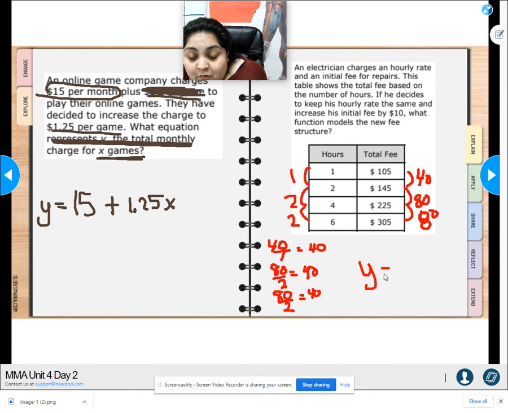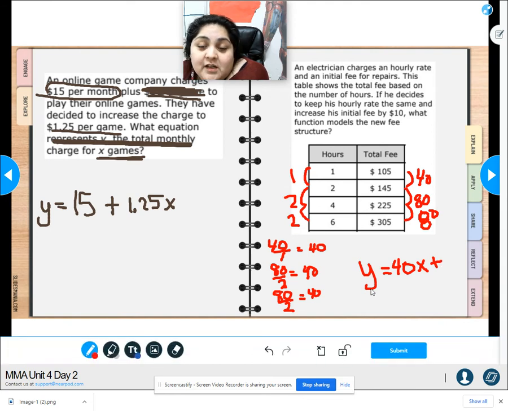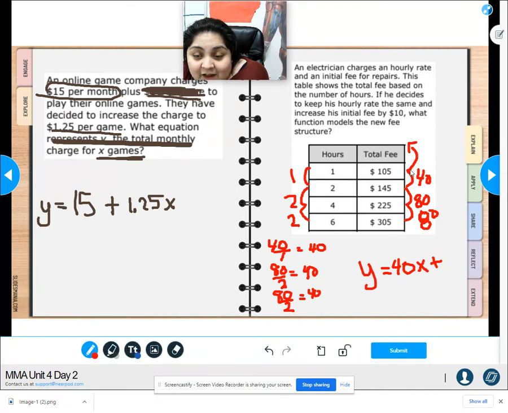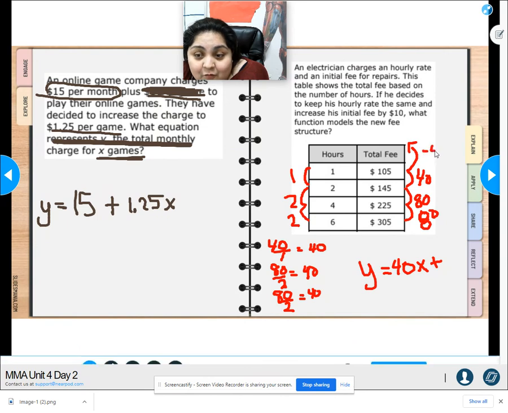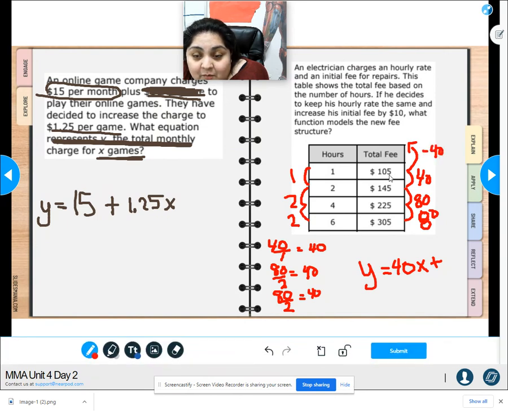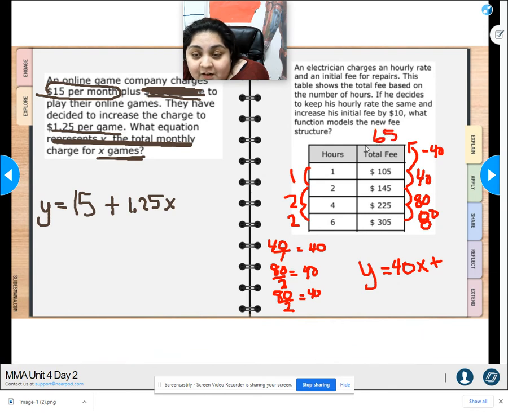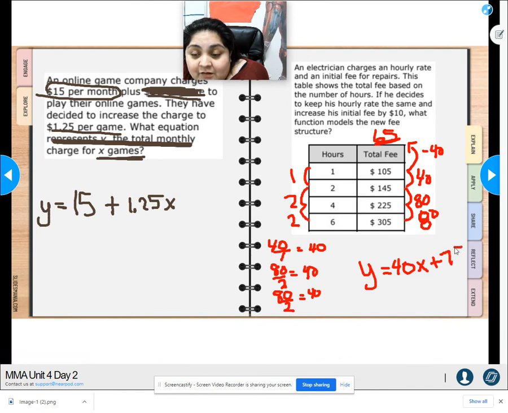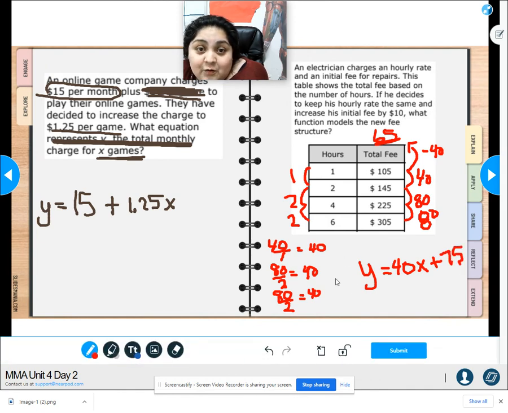So y equals 40, and let's put the x for the hours, plus, we don't know what the initial fee was. We know that they want to increase it by 10, but we don't know what the initial fee was. So what we do with this one is go back. Instead of adding 40, we're going to subtract 40 from this bottom one. So 105 minus 40 is 65. So the initial fee was 65, but he's going to change it by adding 10, so it's going to be 75. That's the new equation.